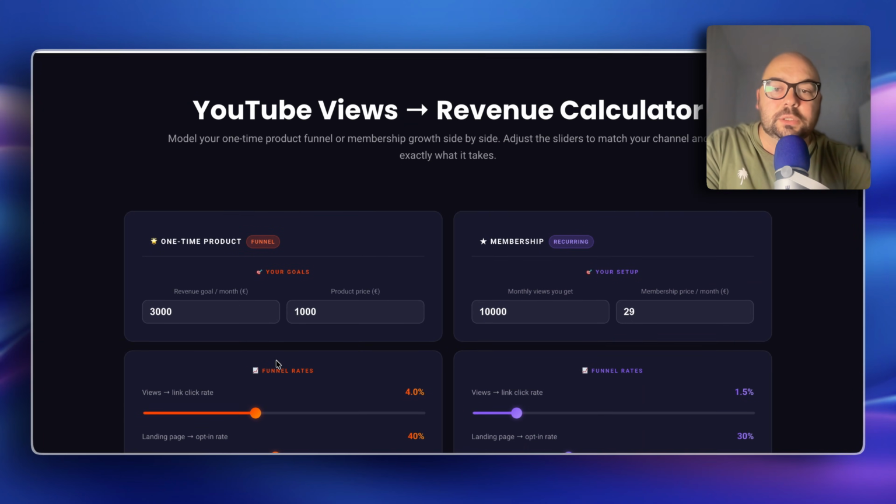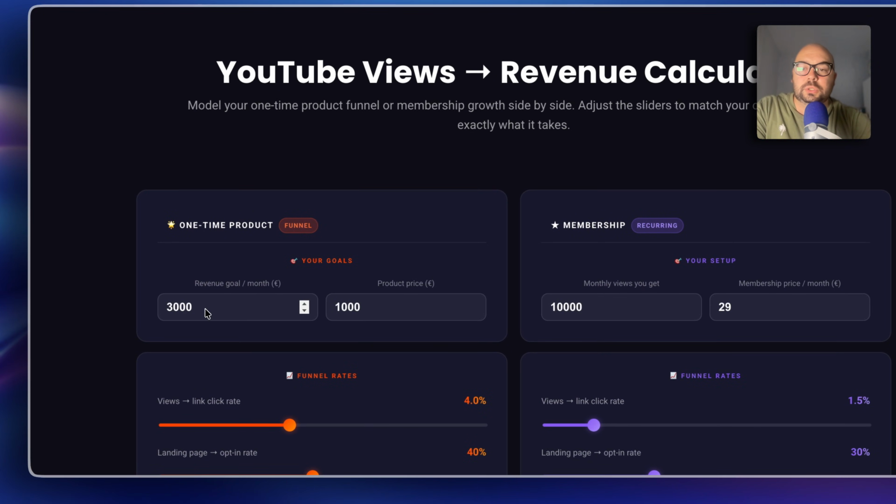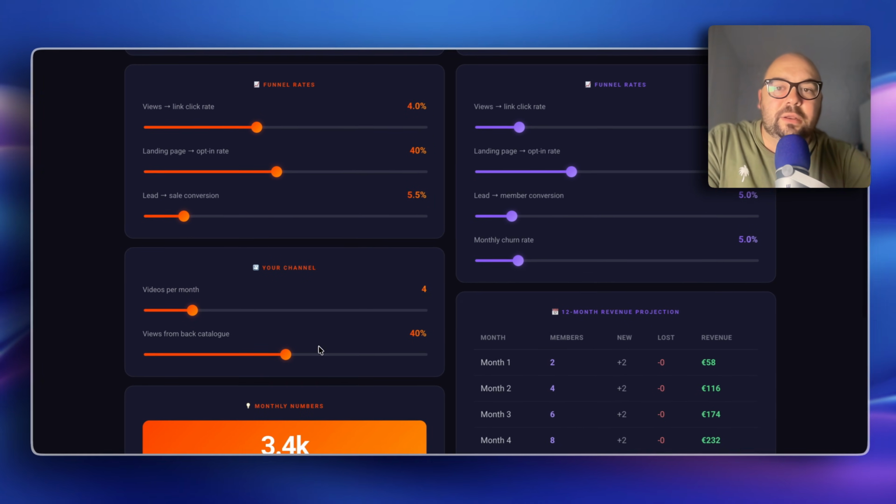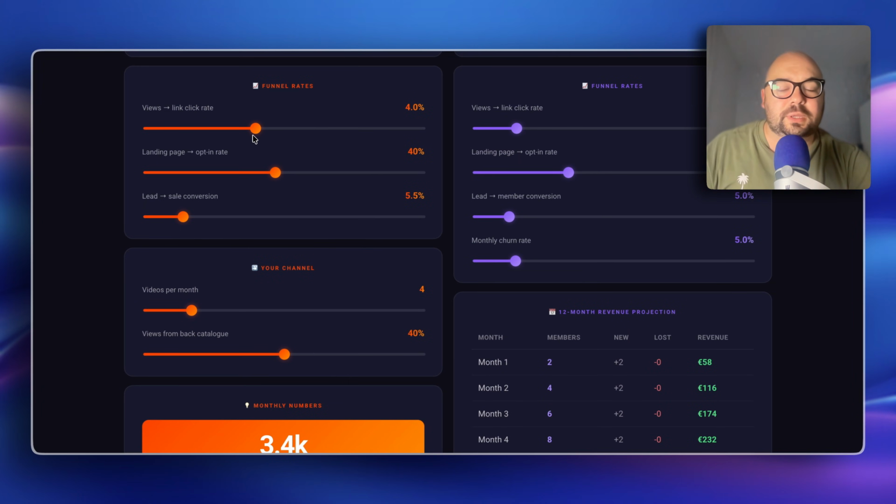So you can see, you can tweak these numbers. You can see how much money you want to make a month, and then what kind of KPIs, key performance indicators, you should be targeting, and how your business may be working with the specific numbers that you have, right?